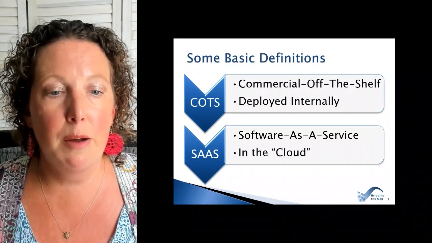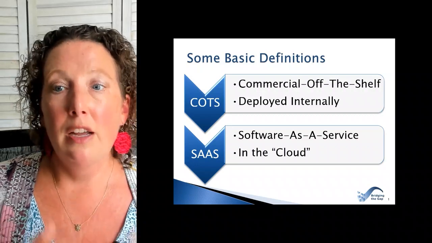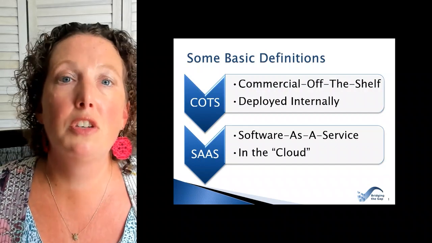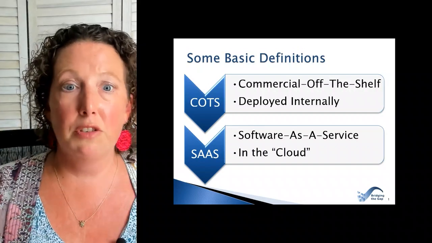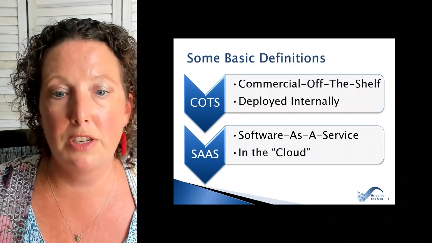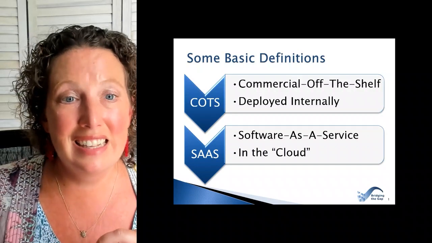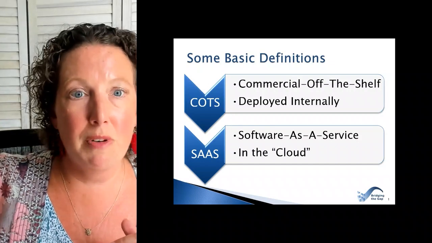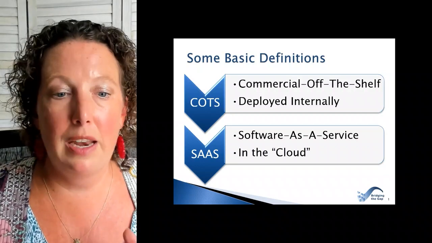Now the first slide I want to bring is just to revisit these actual definitions and make sure we're clear. COTS is commercial off the shelf, or a solution that's usually deployed internally. It's where you license a software or install a piece of software on either a centralized server within your organization, or maybe on specific computers that employees are using. SaaS is software as a service, so that's in the cloud. You're not actually hosting it as an organization. The service provider is hosting it.